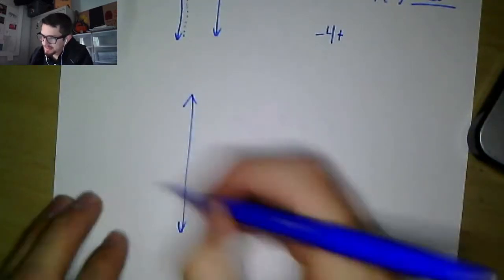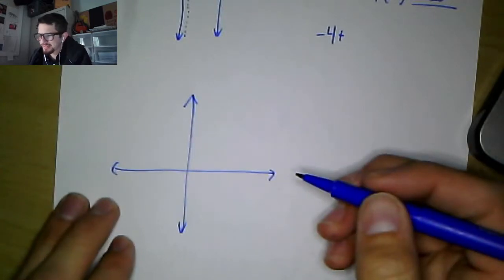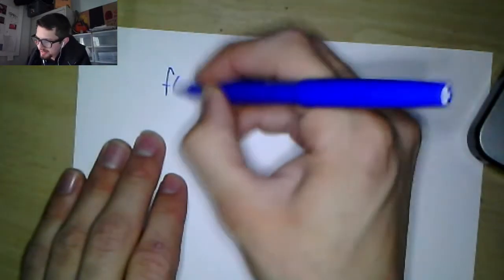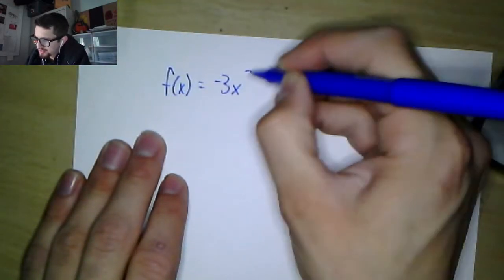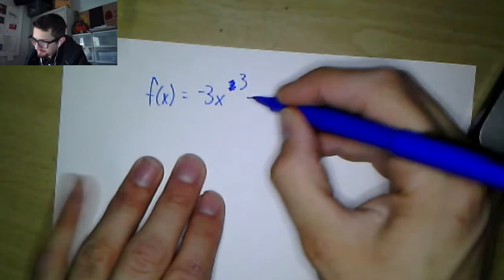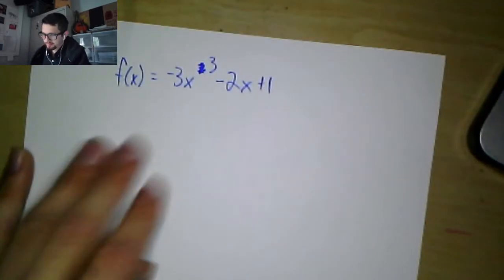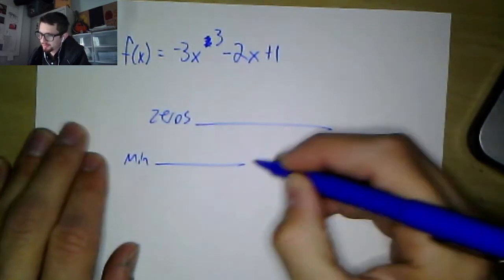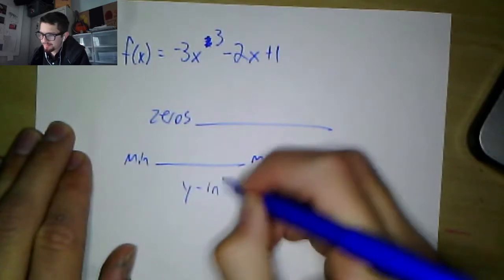All right, that kind of covers everything. I think you've got enough stuff in your notes about limits. Let's move on. Let's do a calculator thing. Let's say you had f of x equals -3x to the third, minus 2x plus 1. And I'm asking you for any zeros, for a min, or for a max, and for a y-intercept.